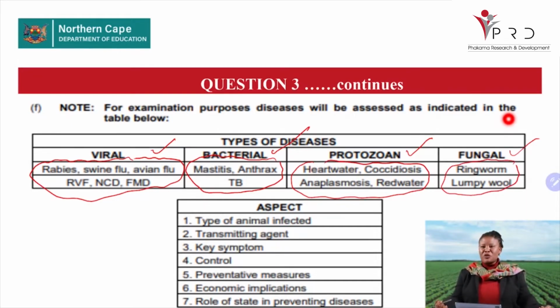So which aspects, when you are looking at these diseases, you must look at the type of animal. Which animal can be infected by swine flu, for example? It is a viral disease, but it cannot affect all animals. Swine flu will only be found in pigs. You cannot talk about swine flu in chicken, for example. So you must know the type of animal which is affected by a specific disease. How is it transmitted? For example, rabies we know is through an animal bite or through saliva. That's how it can be transmitted.